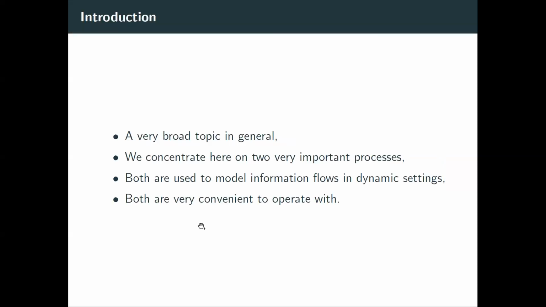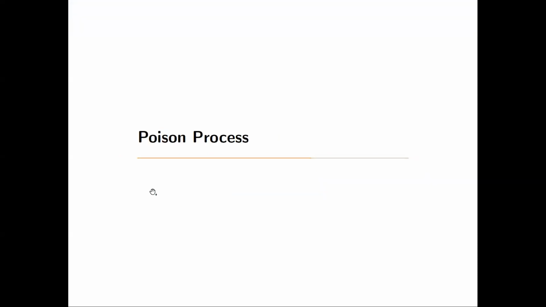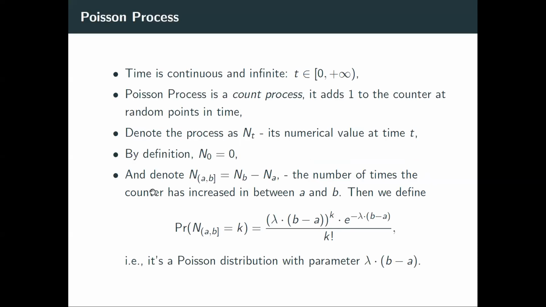In general, it's a super broad topic. You can have yearly courses on it, but we will need just two: the Brownian motion and the Poisson process, and both are used to model information flows in continuous time. And why are they popular? Because they are just particularly simple to operate with. So first, let me outline the Poisson process.